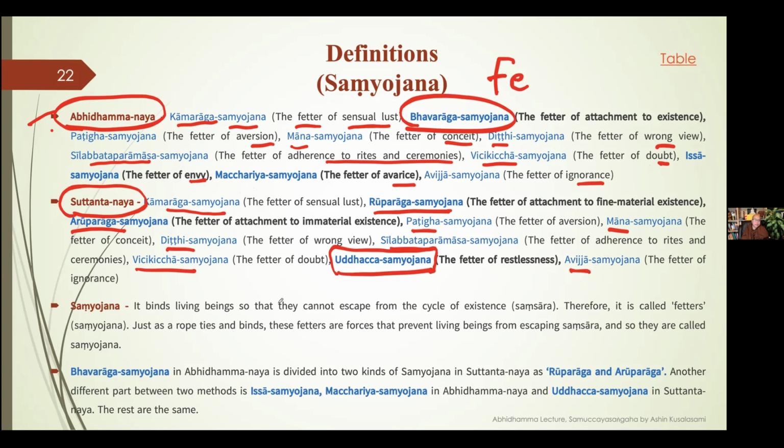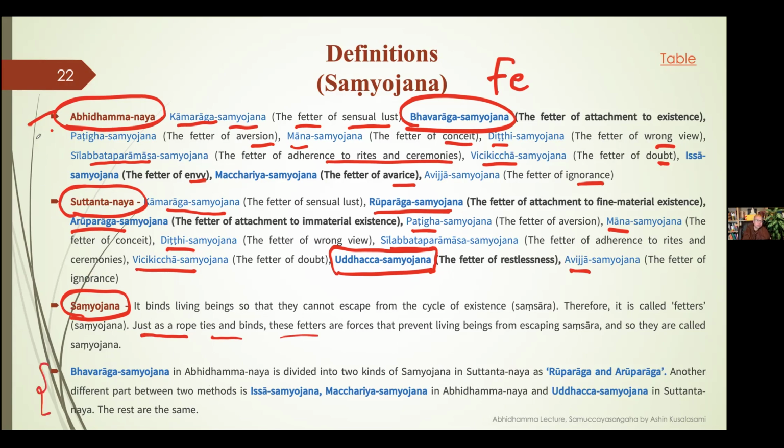Okay. So what is the meaning of the Sanyojana? One translation of the meaning of Sanyojana is fetters or chains. It binds living beings so that they cannot escape from the cycle of existence. Therefore, it is called fetters. Just as a rope ties and binds, these fetters are forces that prevent living beings from escaping samsara, and so they are called Sanyojana.